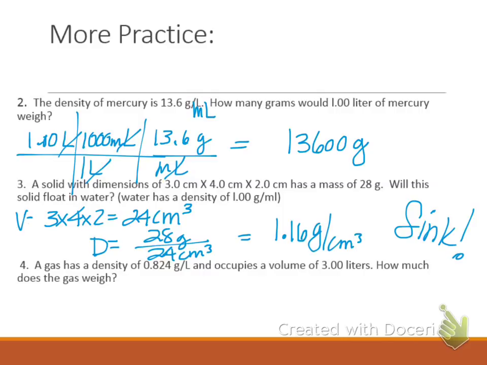Nano is 10 to the negative 9. It's easy to remember: N and N, nano, 9. That's how I remember it.